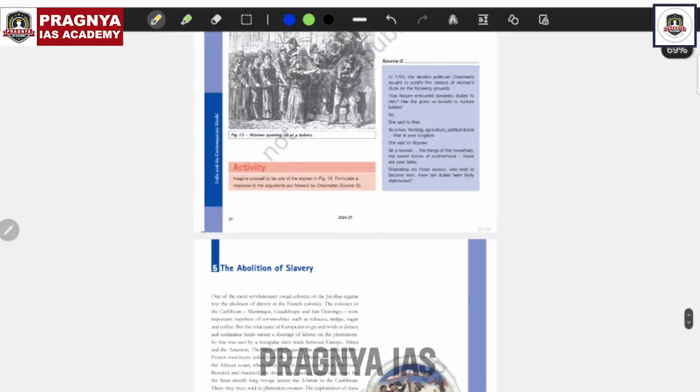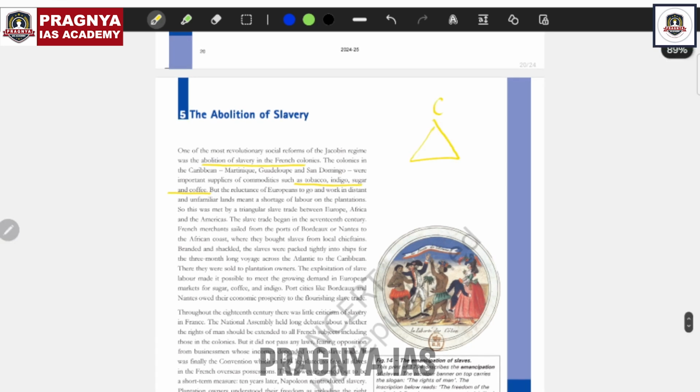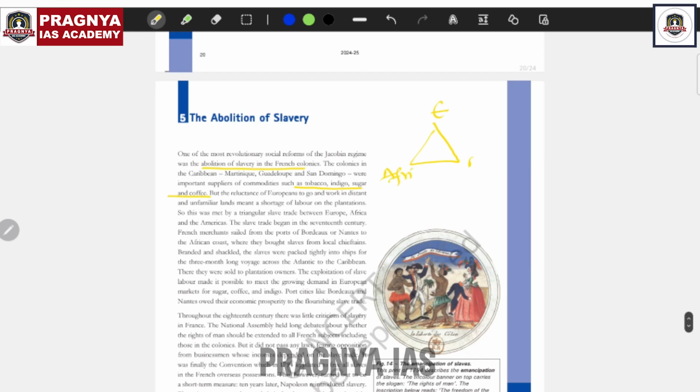Next, the abolition of slavery. One of the most revolutionary social reforms of the Jacobin regime was the abolition of slavery in the French colonies. The colonies in the Caribbean, Martinique, Guadeloupe, and San Domingo, were important suppliers of commodities such as tobacco, indigo, sugar, and coffee. But the reluctance of Europeans to go and work in distant and unfamiliar lands meant a shortage of labor on the plantations. This was met by a triangular slave trade between Europe, Africa, and America.